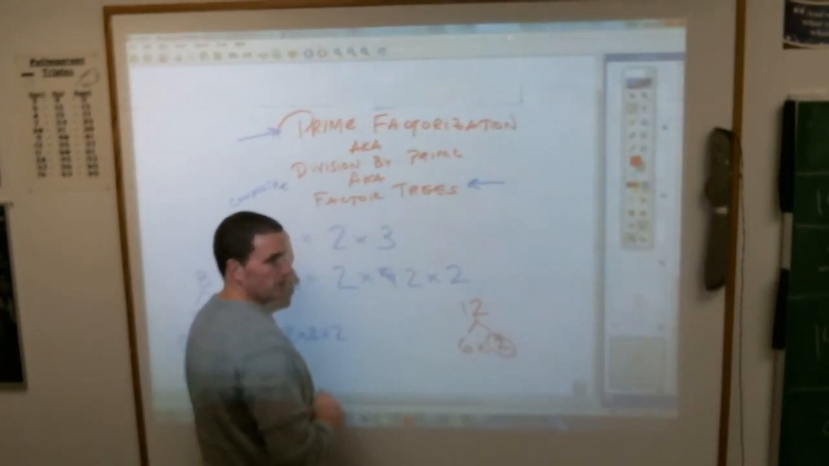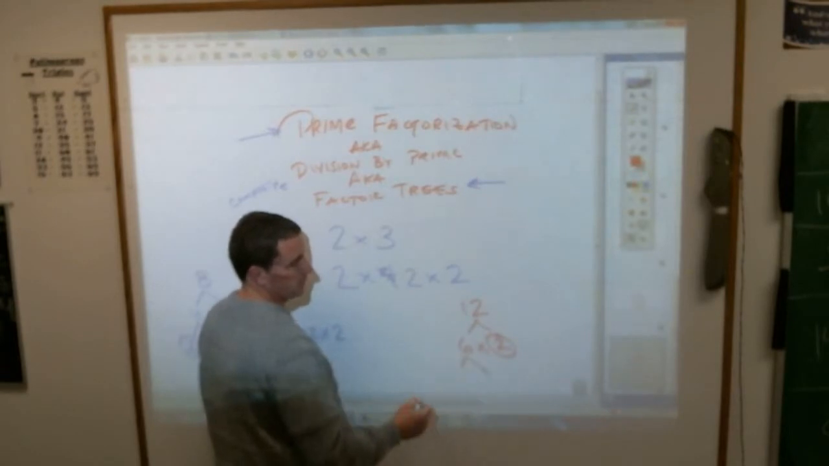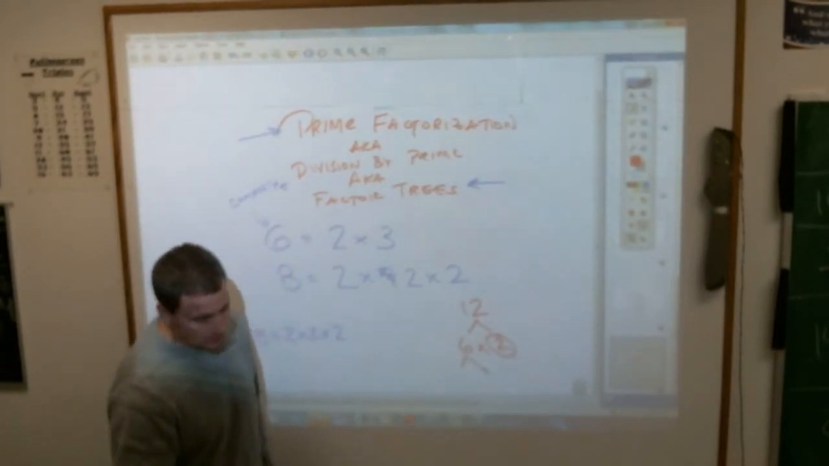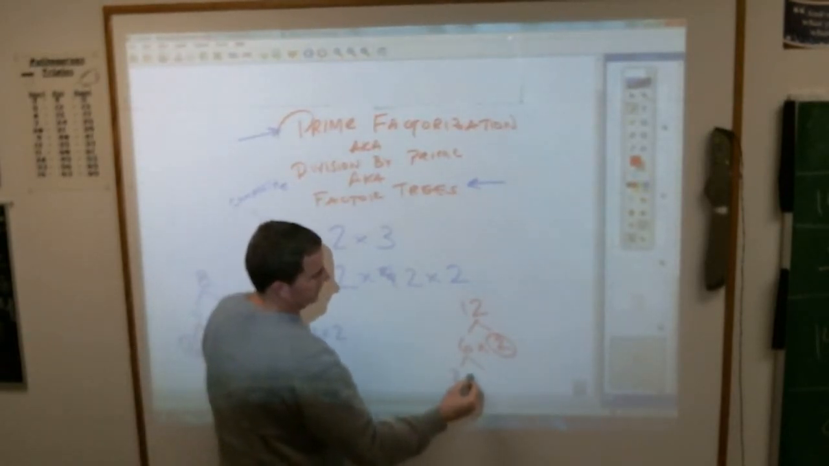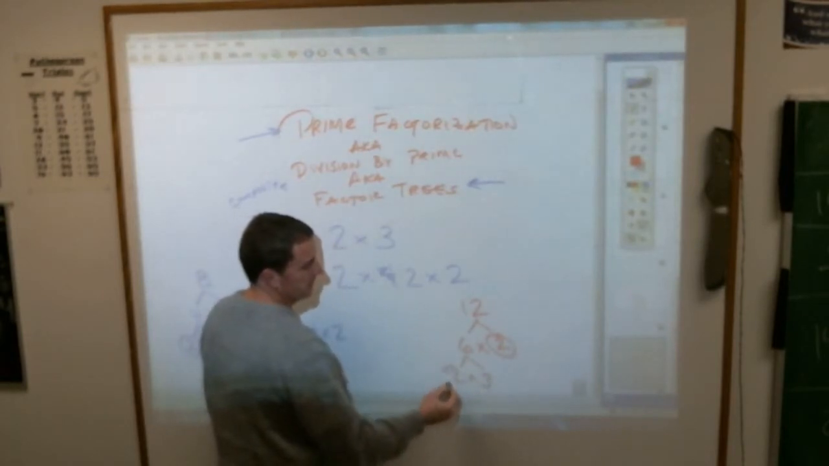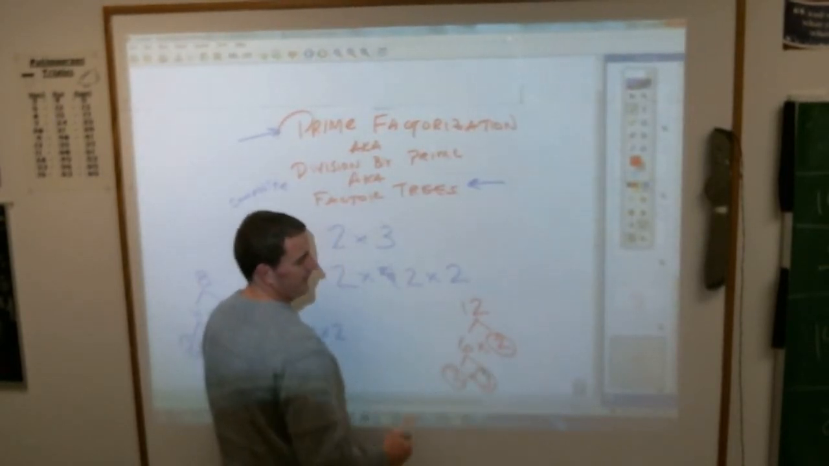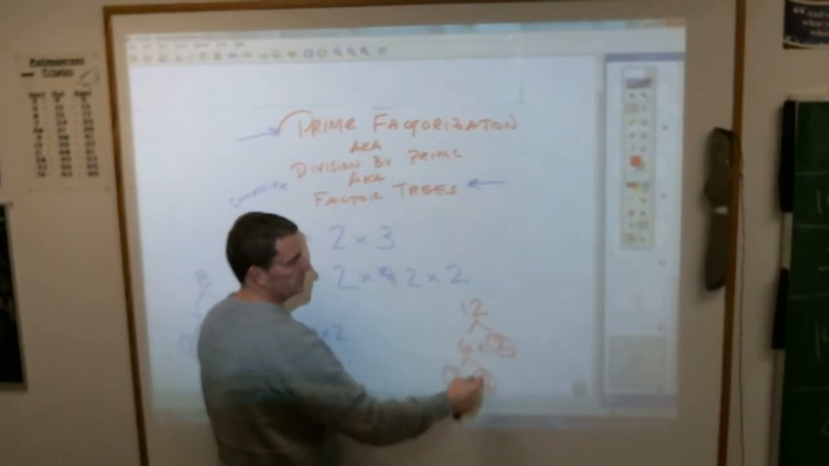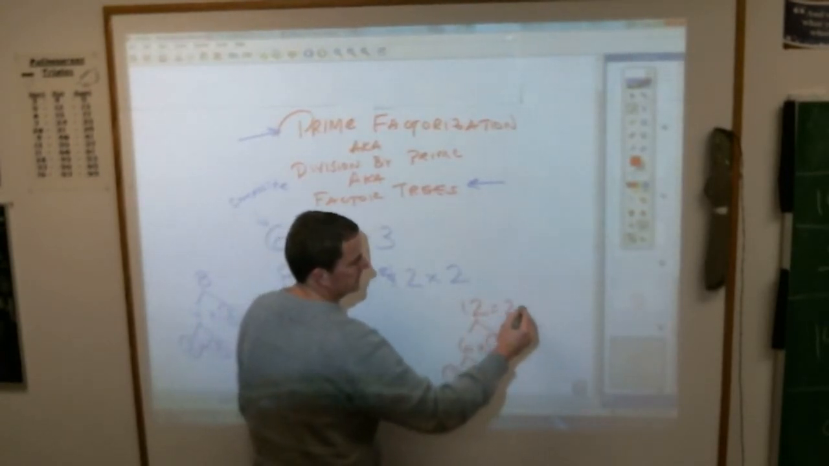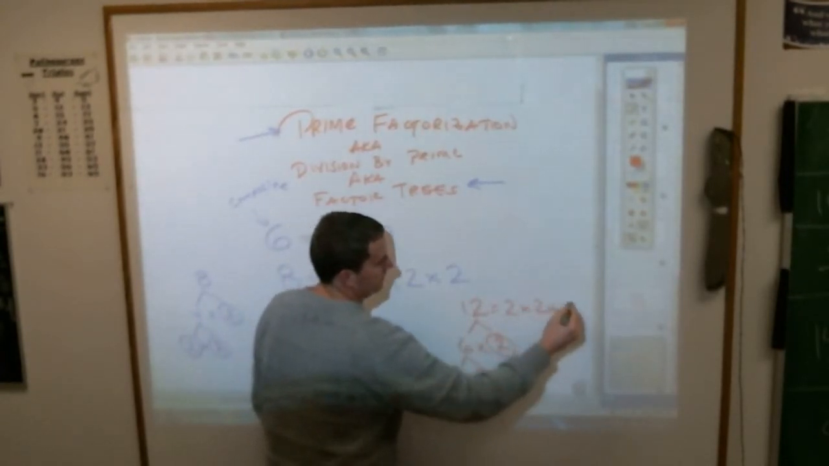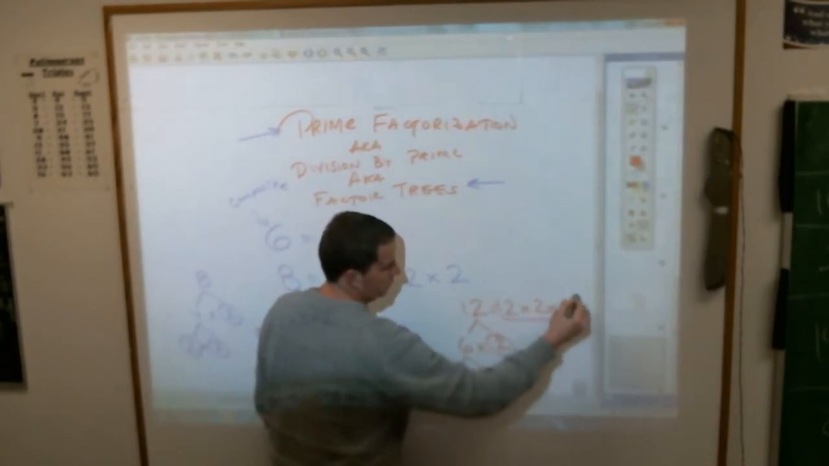But 6 can be broken down. What times what is 6? Drew? 2 times 3. Are those both prime? Absolutely. So the answer is 2 times 2 times 3. That is the prime factorization of 12.